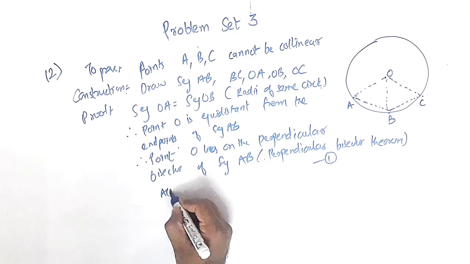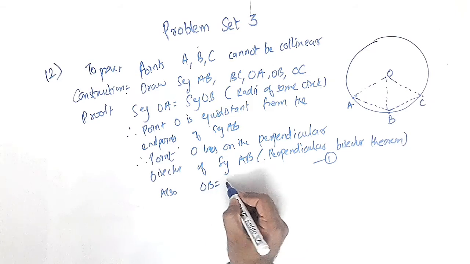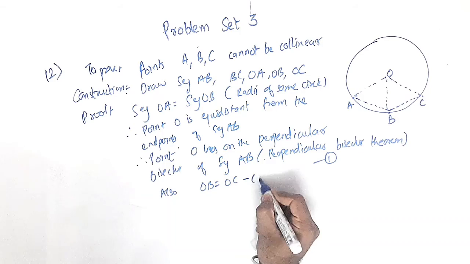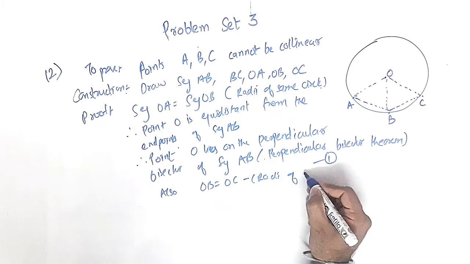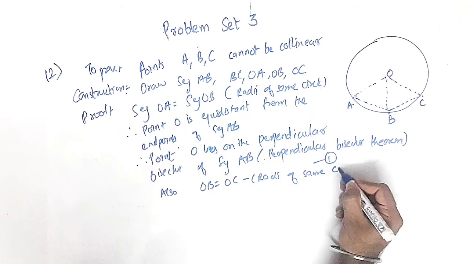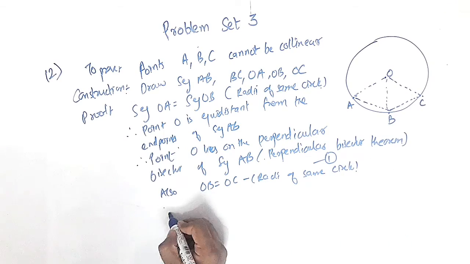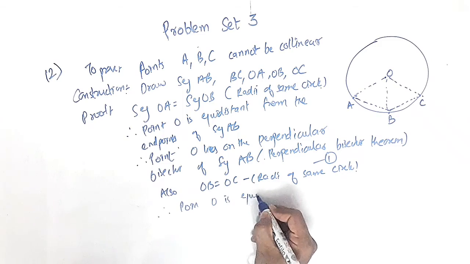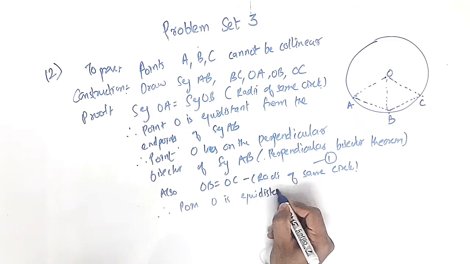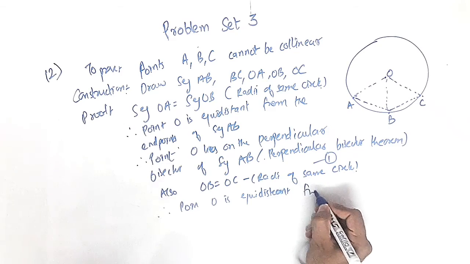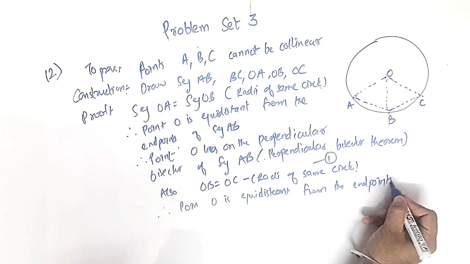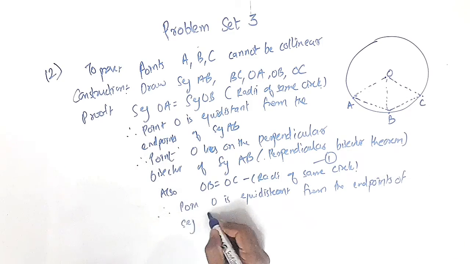Also I'll write OB is equal to OC, correct? OB is equal to OC. Okay, radii of same circle. So again I'll repeat the same steps. Now I'll write therefore point O is equidistant from the endpoints of seg BC. This time it will be BC.